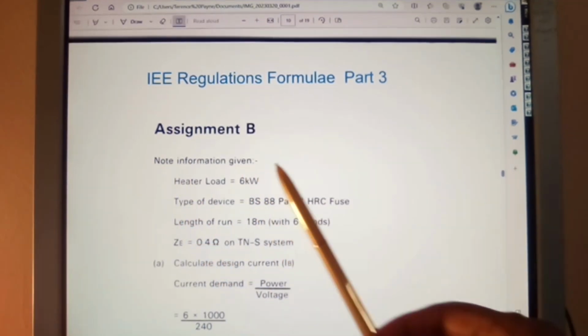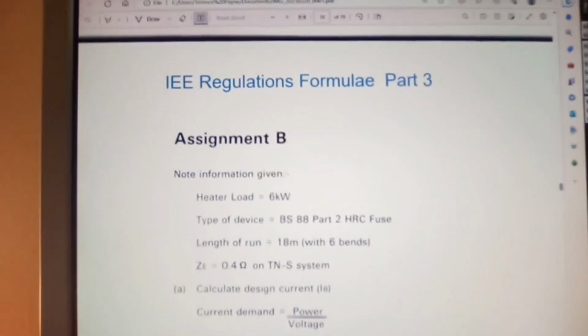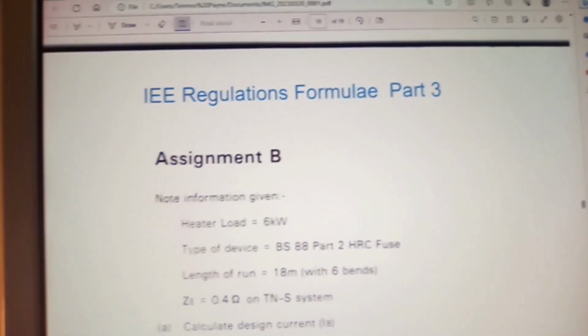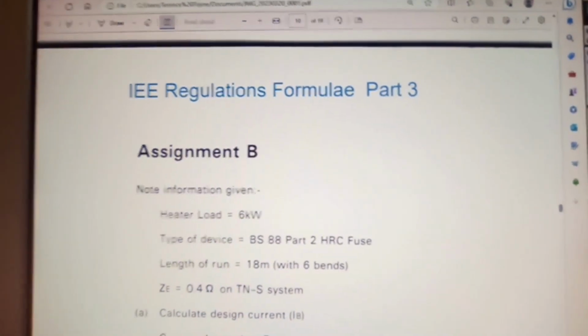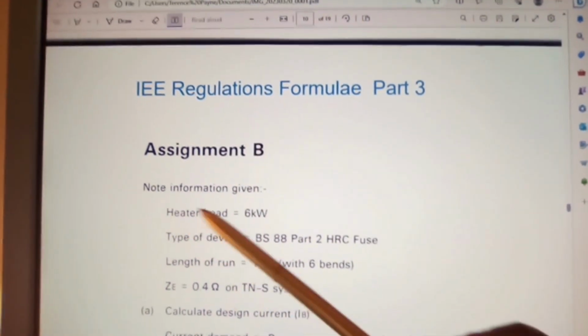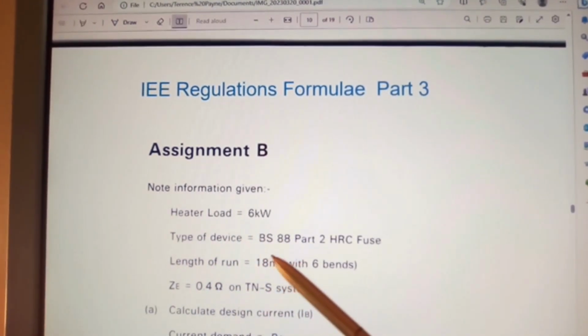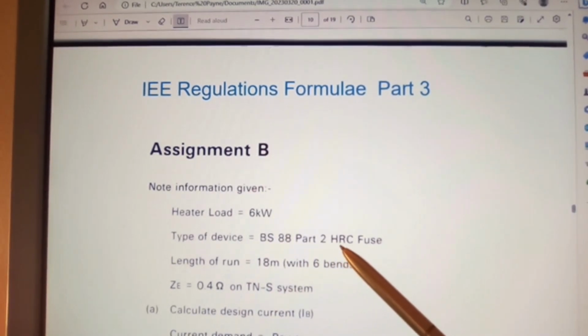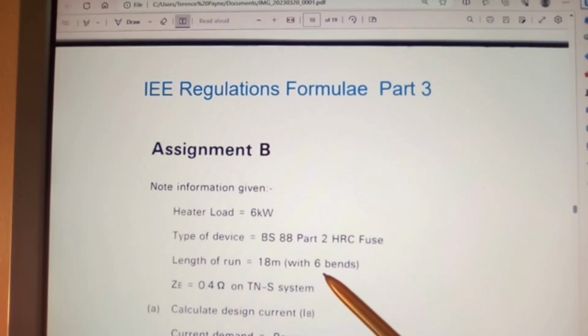Right, the information given. Heater load equals 6 kilowatts. Type of device equals BS88 part 2 high rupture capacity fuse. Length of run equals 80 meters with 6 bends. ZD equals 0.4 ohms on TNS system.